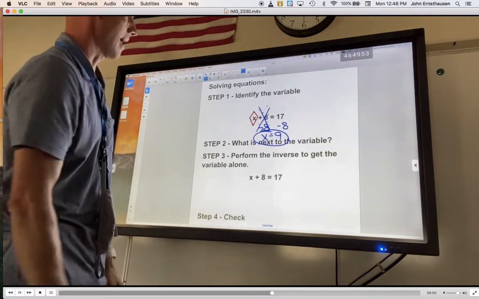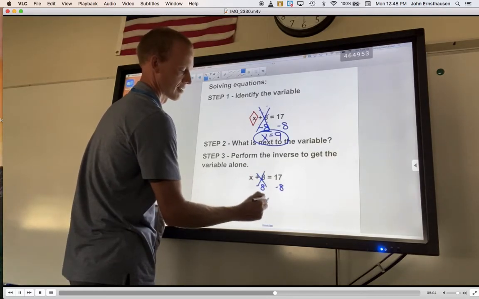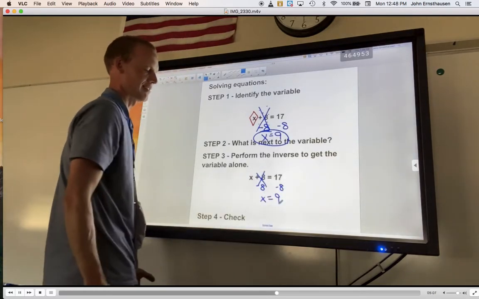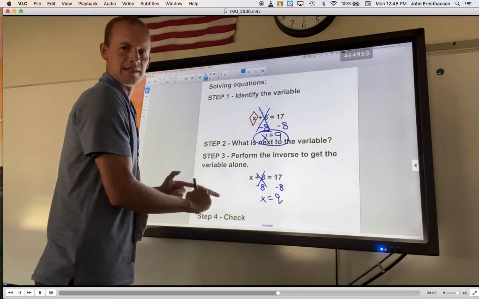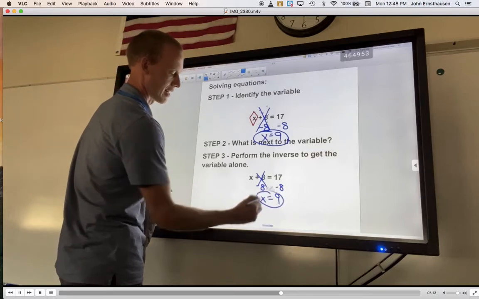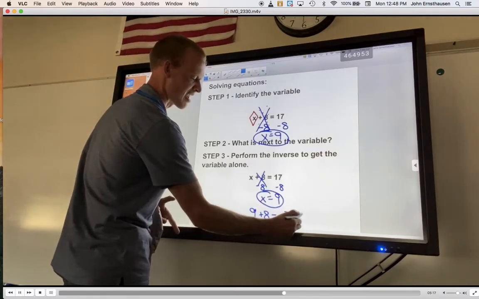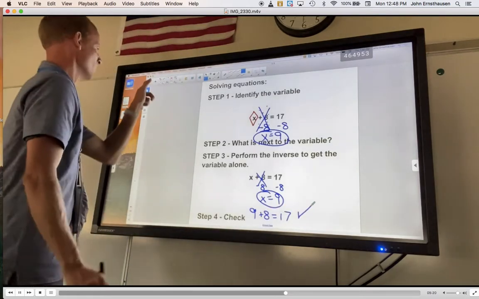And the final step. Again, I'll show this one more time. Subtract 8 on both sides. X is alone. The answer 9 is the check step. And we're going to actually use some stuff that we did with substitution and expressions. If x equals 9, and I substitute it in, 9 plus 8 equals 17, it checks out all right.